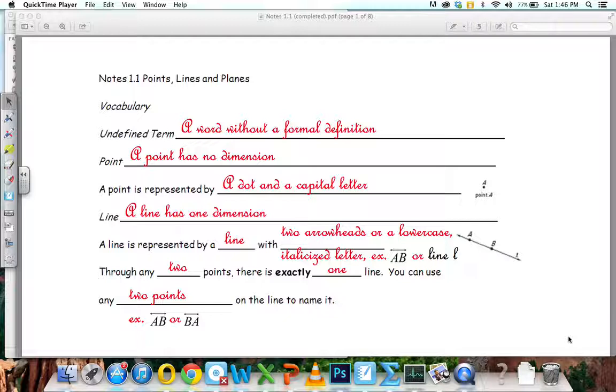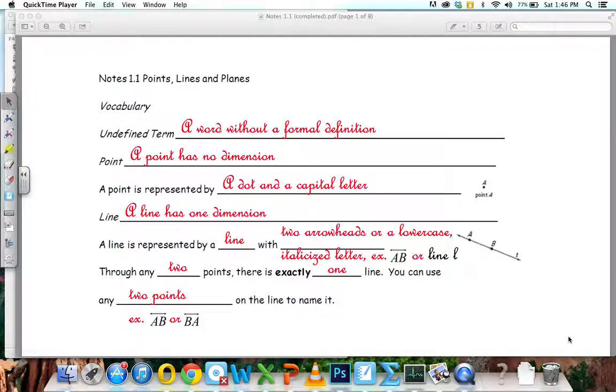And then we have line, our second undefined term. And a line has one dimension. It has length. It continues on indefinitely in that one direction of length, but it has no width or depth. A line is represented by a line with two arrowheads or a lowercase italicized letter. So for example, as you can see down here, I've named my line by the 2 points on the line, so A and B, and it can be in either order. It could be AB or it could be BA. And I've got the little line above it, and it's got two arrowheads on each side.